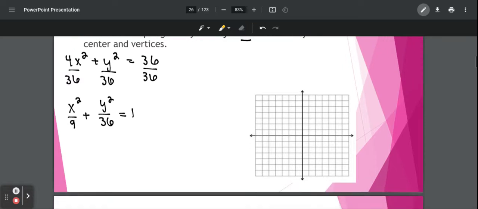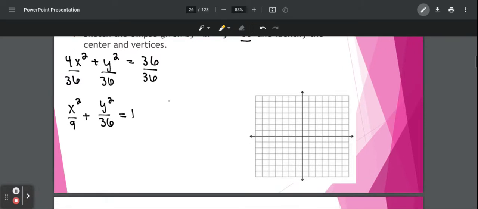And now for an ellipse, your a is always greater than your b. So in this case, when we have to decide is the 9 or the 36 our a squared, since 36 is bigger, 36 is going to be our a squared, and 9 is going to be our b squared, which means then that this is going to be a vertical ellipse.